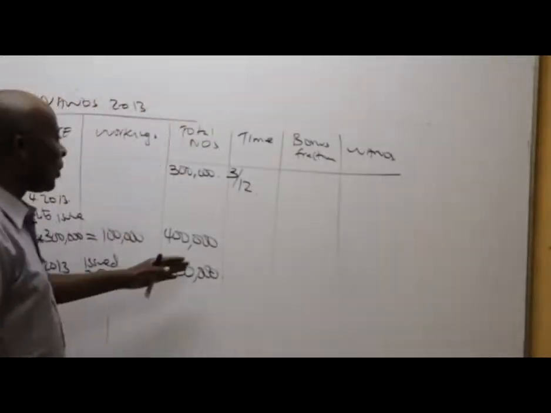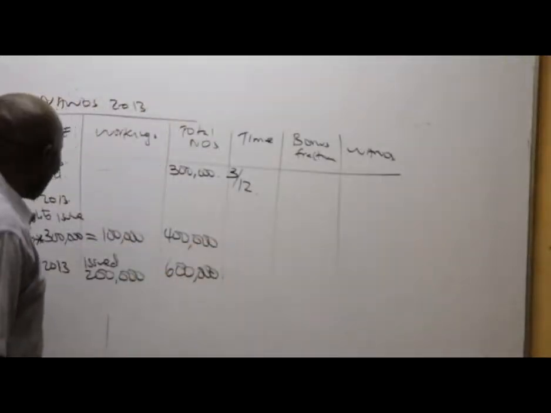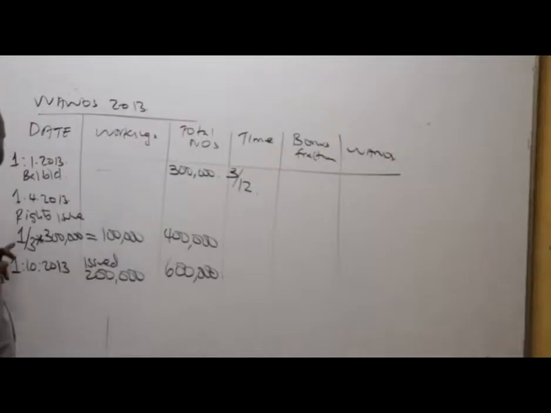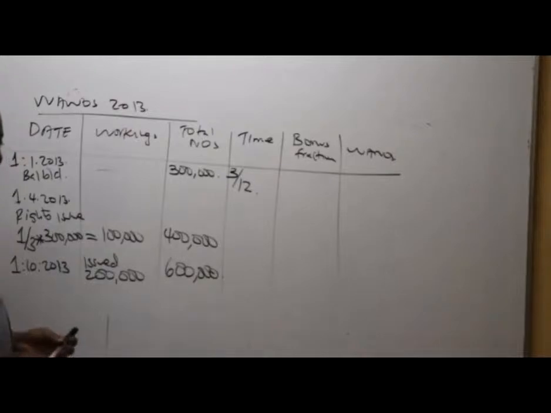So now give me the time. Tell me, from 1st April to 1st October, how many months do we have in between?